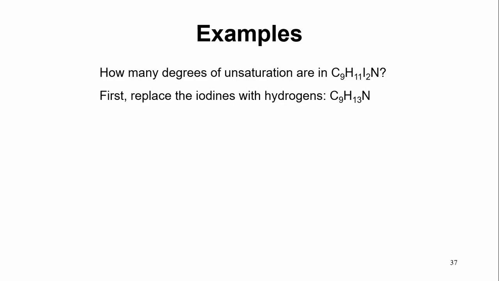Take out the iodines, put hydrogen in there for calculation purposes. This is the actual formula. We're just doing a calculation here. There's your saturated formula, getting rid of the iodines. Now what do we do?